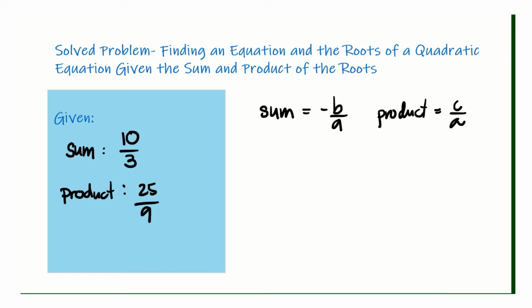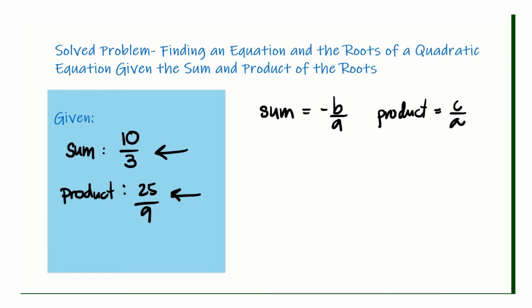But what we are going to do is to apply the idea given the following information. When it says the sum is 10 over 3, that means if we add the roots, the result is equal to 10 over 3. The product is when we multiply the roots, and the value is 25 over 9.